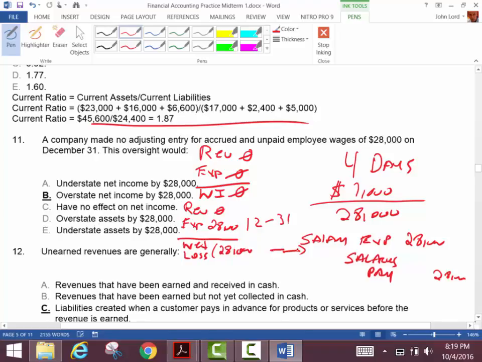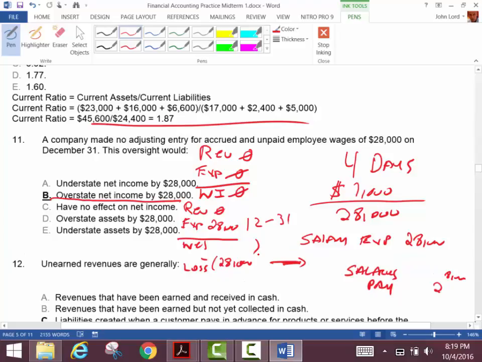So is it true that if I don't do this, I overstate my net income by 28,000? Right? If I make that mistake, huh? Well, I understated my net loss, however you want to say that, in this particular example. My net loss is 28,000, right? Okay.